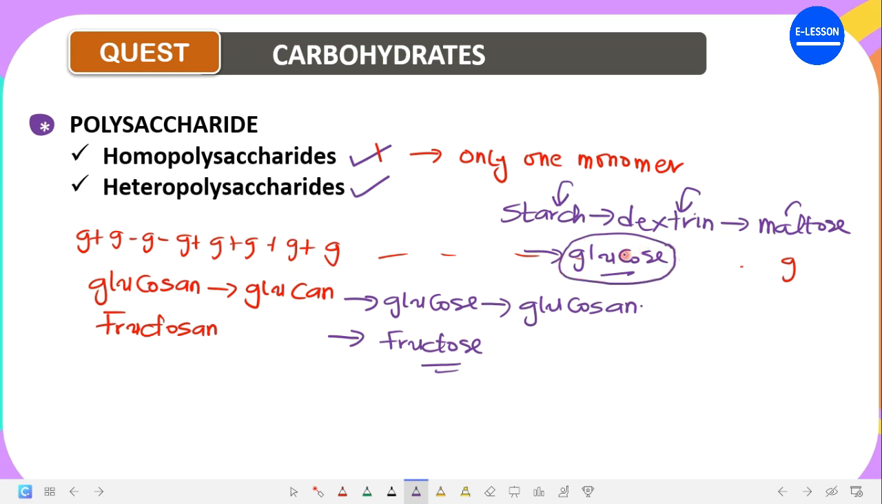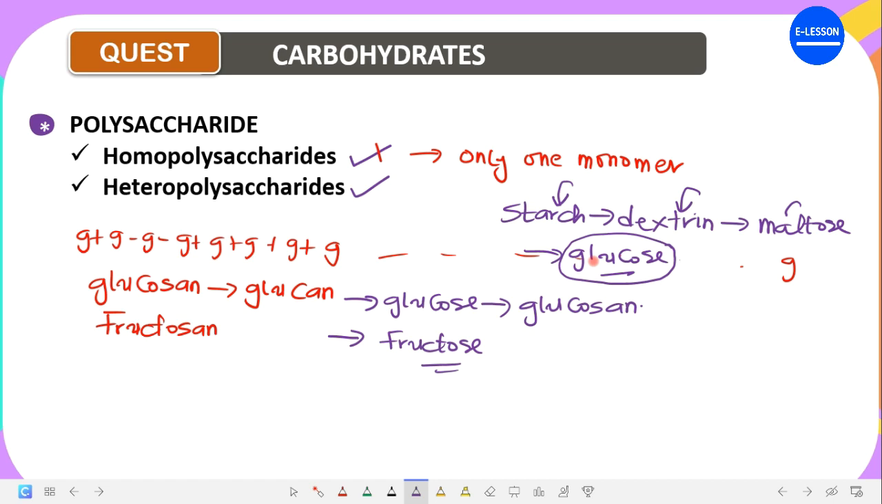Is that understood? So you see that at the end of the day, the end product is what determines what it is actually made up of. So starch is hydrolyzed completely to give glucose. It means that starch contains only glucose molecules joined together. Hence, it is a homopolysaccharide. Homopolysaccharides are those polysaccharides that contain only one monosaccharide joined together by what kind of bond? Glycosidic bond or glycosidic linkage.